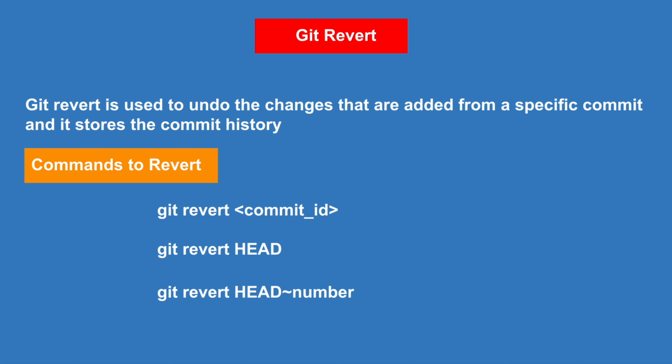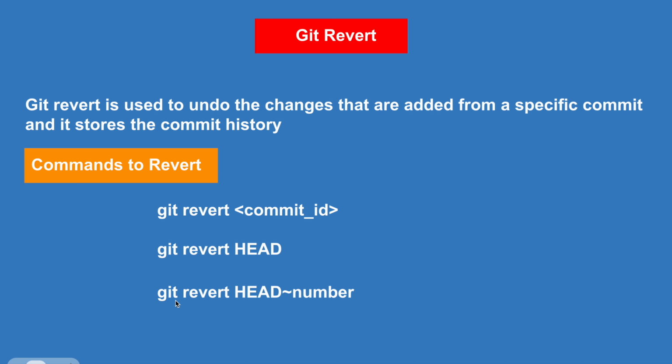Now let's understand the commands that we can use to revert the changes, like git revert commit id. Say for example, I want to revert the changes of the second commit. In that case, I should provide the second commit id over here. Then it will revert the changes of that second commit. Or if I want to revert the changes of the most recent commit, I can use git revert HEAD. Here HEAD refers to the most recent commit ID.